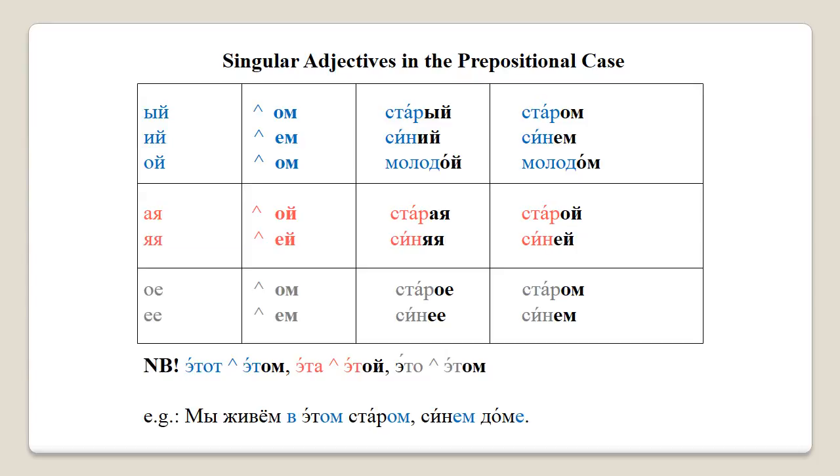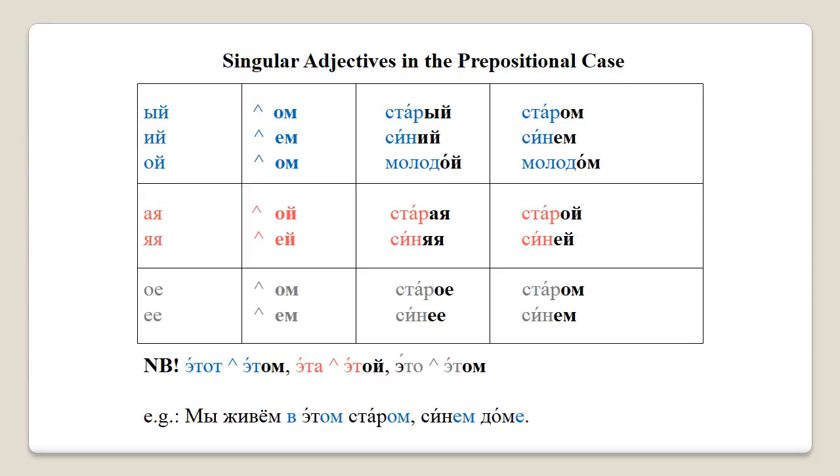ый ending turns into ом, as in старый, старом. ий ending turns into им, синий, синим. ой ending turns into ом, молодой, молодом. ая ending turns into ой, старая, старой. яя ending turns into ей, синяя, синей. ое ending turns into ом, старое, старом. ее ending turns into ем, синее, синем.